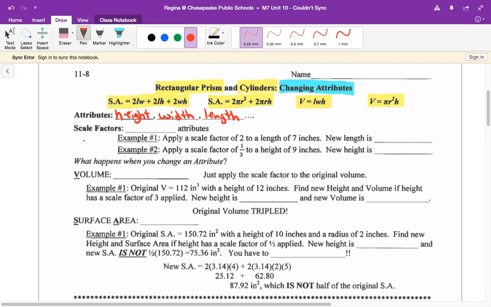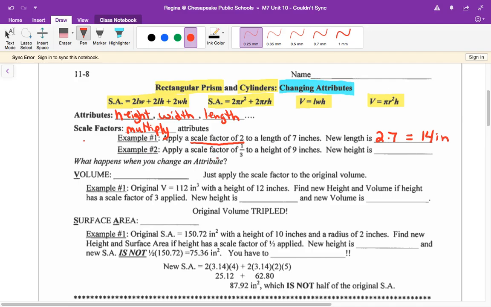Now you're asking how do we change them? Well, what if we use a scale factor, which is a word that we have already had before? A scale factor always multiplies. It multiplies attributes. So here's an example. If we apply a scale factor of 2, now remember we did this with our dilations, the length of 7 inches will now become, remember we're always going to multiply, so we're saying 2 times the original length, and now we would have a length of 14 inches.